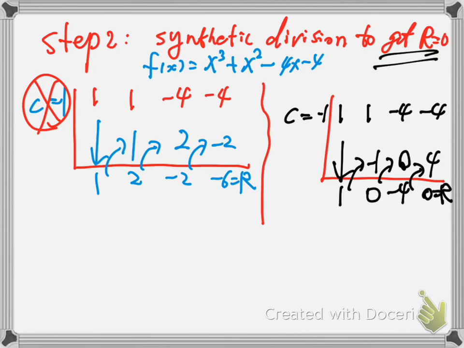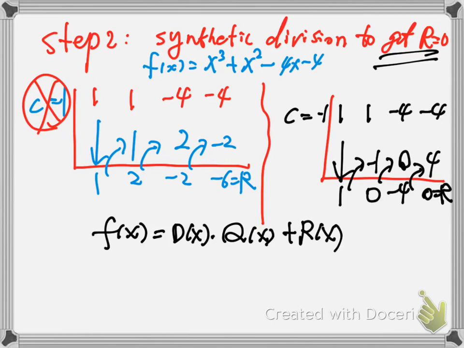Then we can factor f, because f of x is d of x times q of x plus r of x. If the remainder is 0, then we don't have this addition part. So f of x is a product. That's called factored f of x, okay? So f of x is x minus c, so it's x minus negative 1.